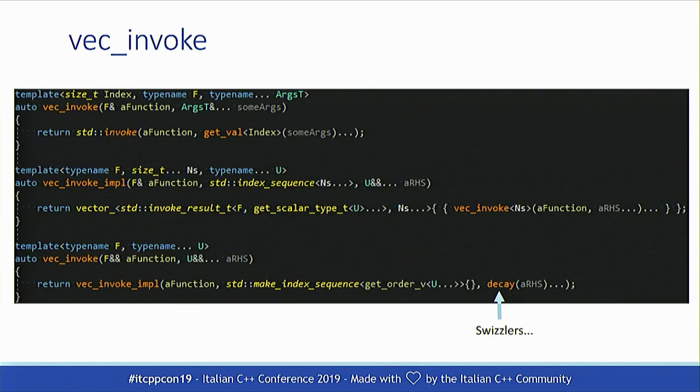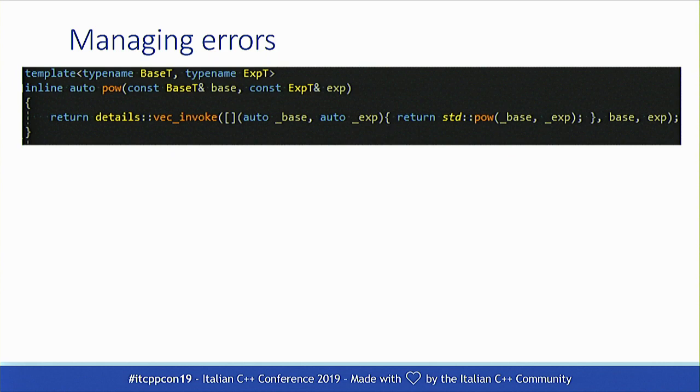Putting it all together, this is how our pow SIMD will look like. So given a base and an exponent, we use our vecInvoke, giving the lambda of pow plus the arguments.